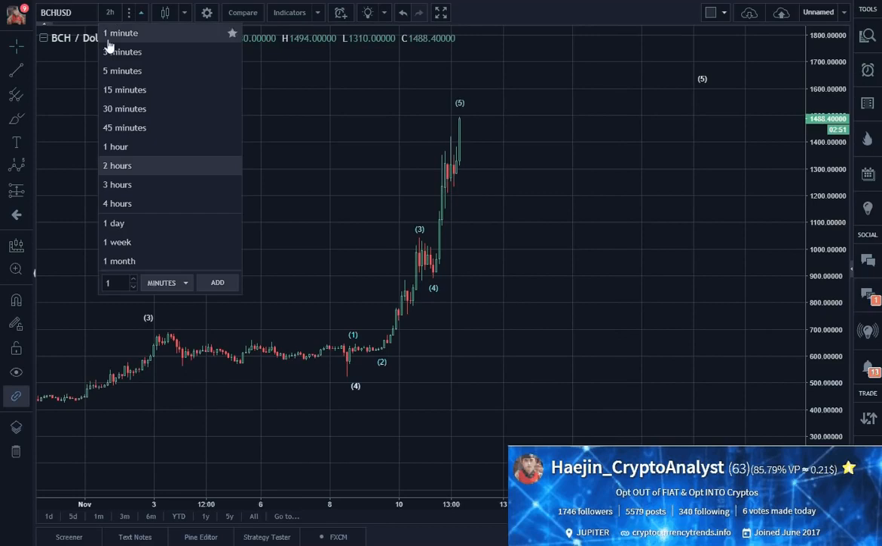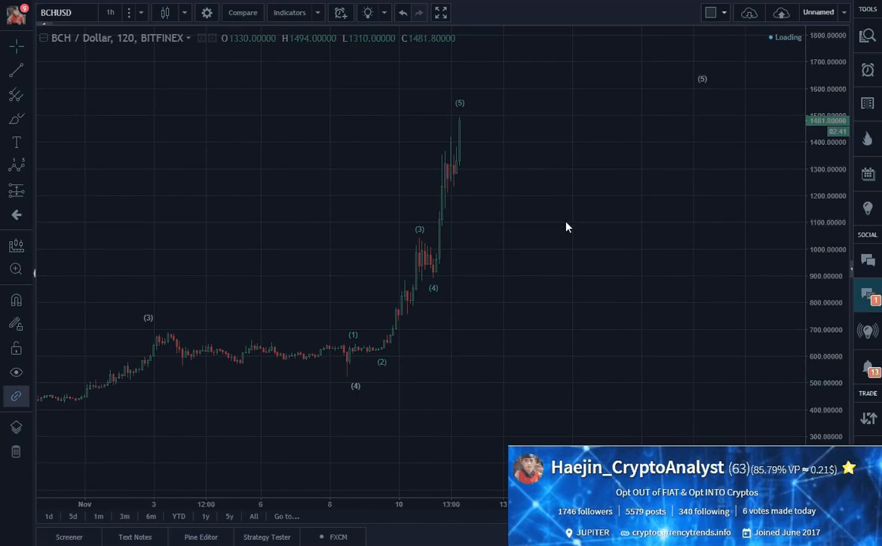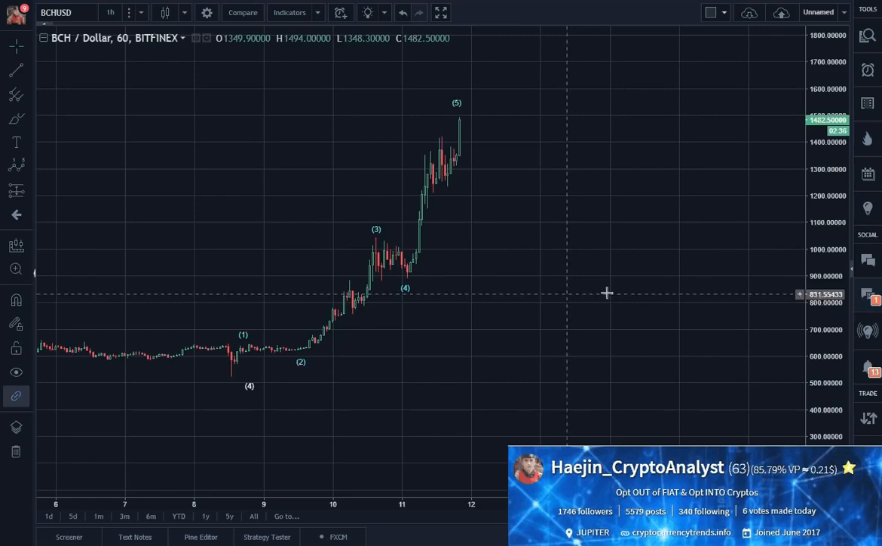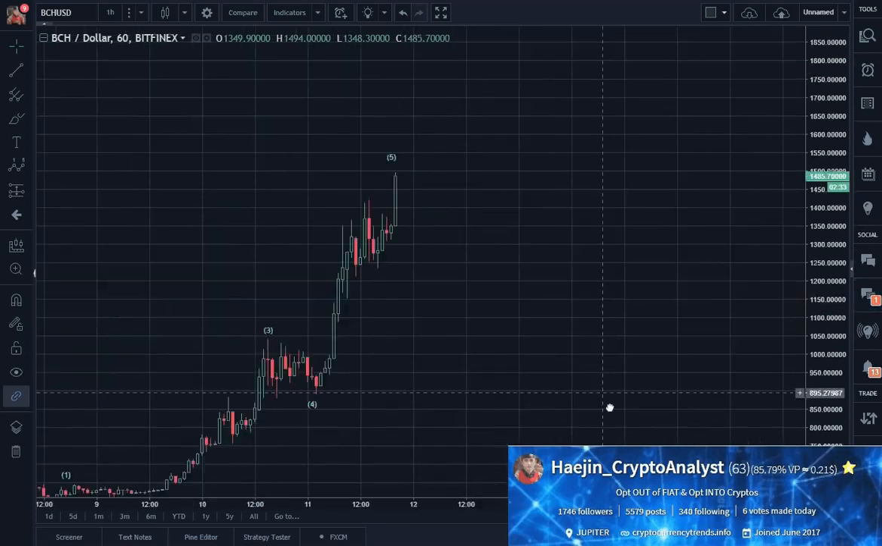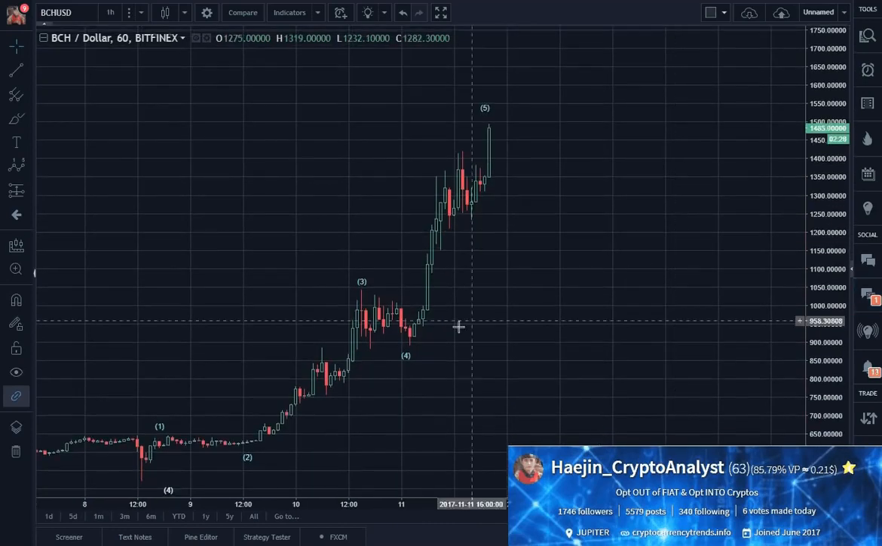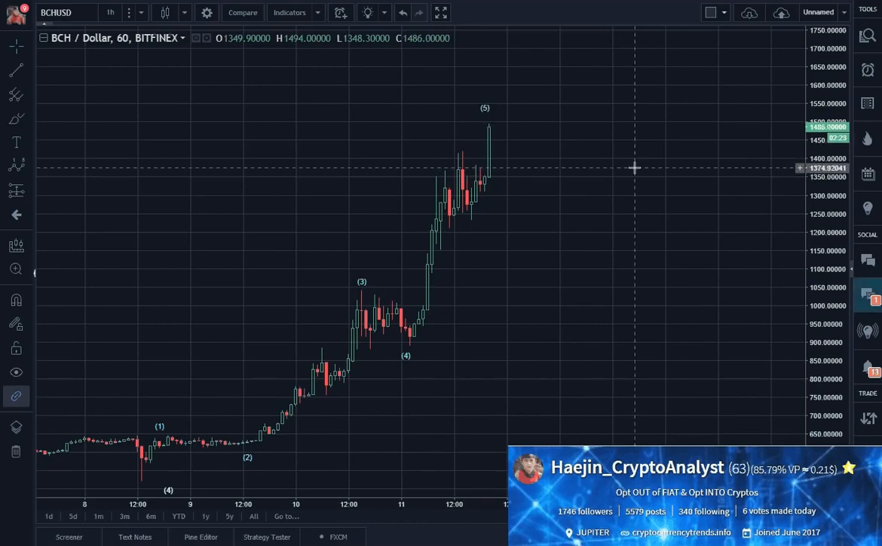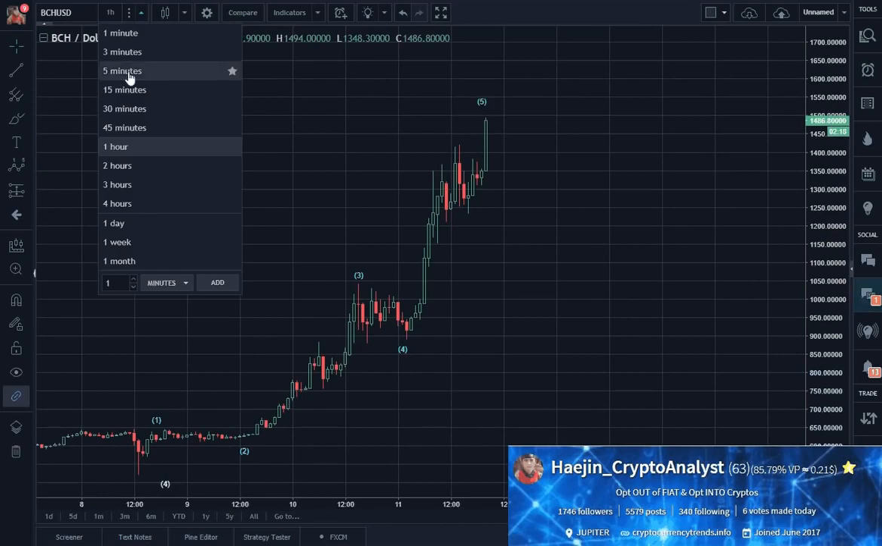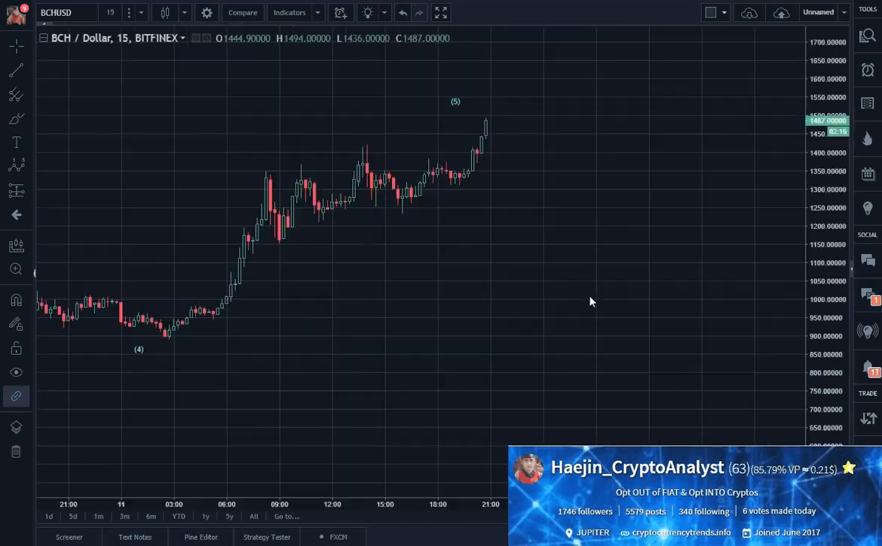So let's go down to a high resolution electron microscopy, chart microscopy. This will allow you to see the little wiggles and twiggles and flicks and twists of the price. This is the last wave. 5 of 5. 5 of 5 of 3. Okay? I want to go a little more high, really high resolution. 15 minutes.